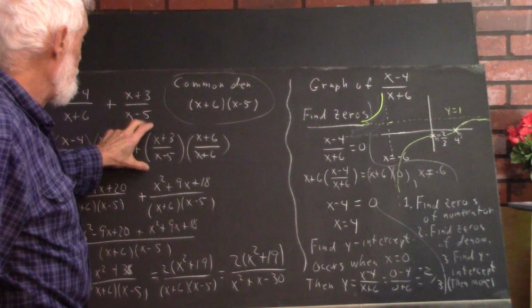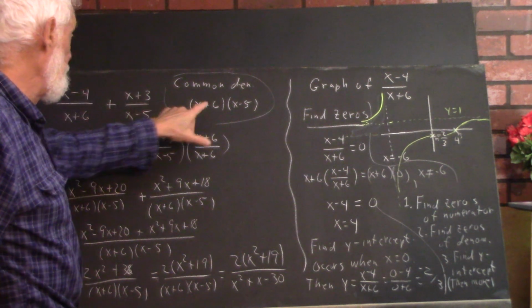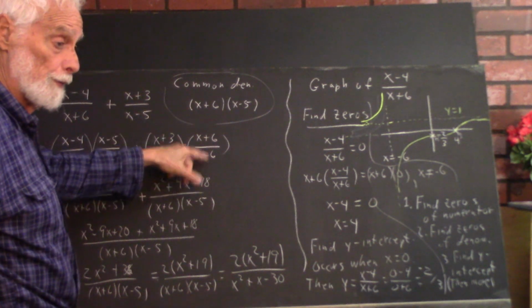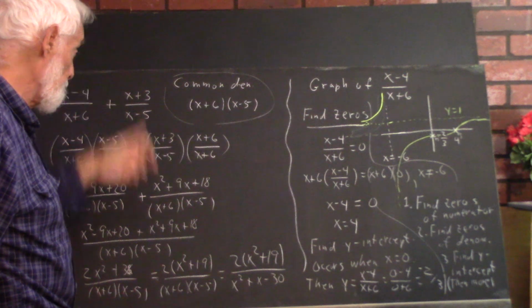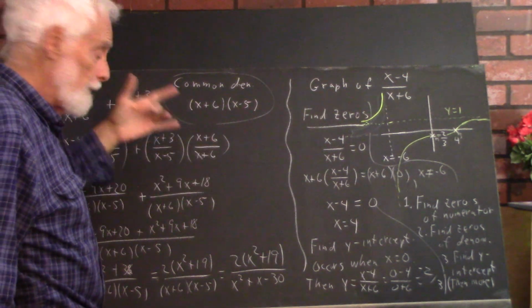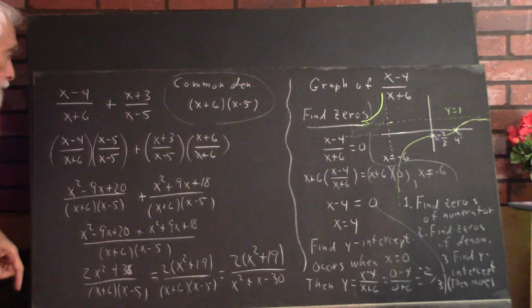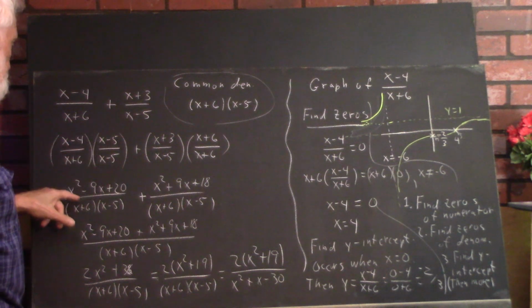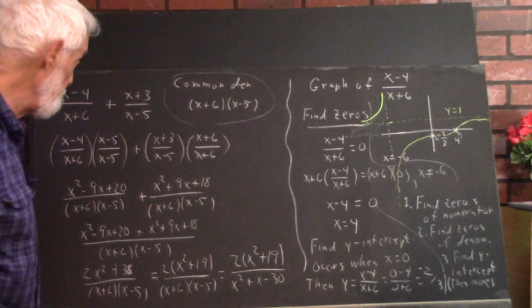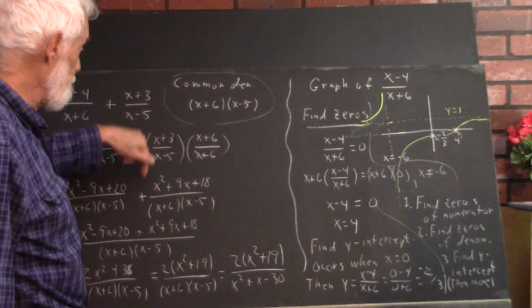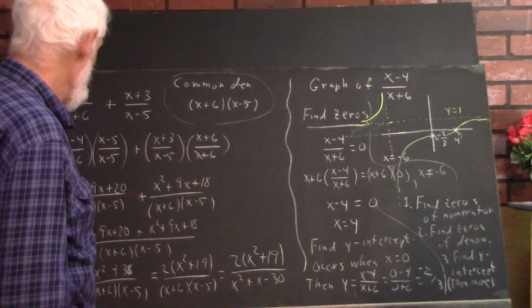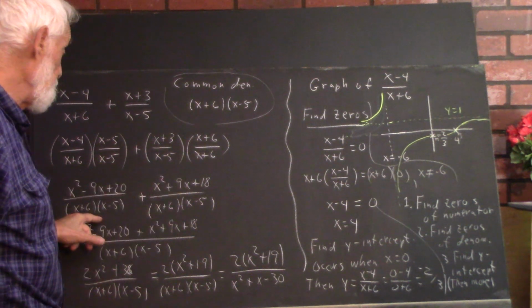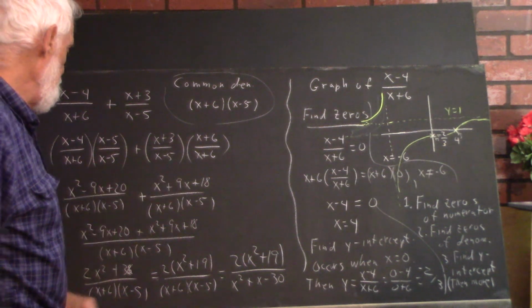Okay, over here, we multiply x plus 3 over x minus 5. We want to get this denominator. We're going to have to multiply the denominator by x plus 6, which means we'd better multiply the numerator by x plus 6 if we don't want to change the value of this expression. Having done that, well, we can multiply the numerators. X minus 4 times x minus 5 is x squared minus 9x plus 20. X plus 3 times x plus 6 is x squared plus 9x plus 18. Now the denominator will be x plus 6 times x minus 5 in both cases, so that now we can add the numerators.